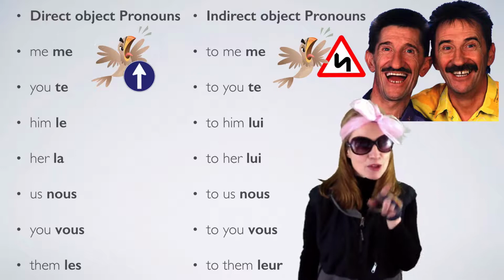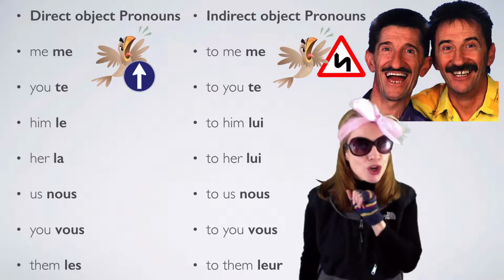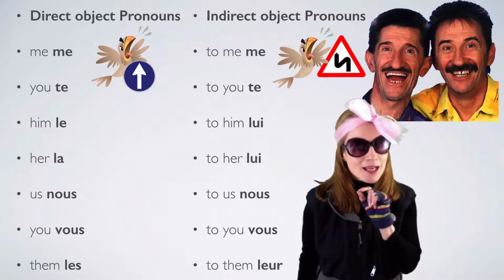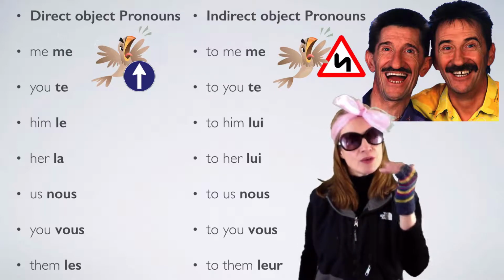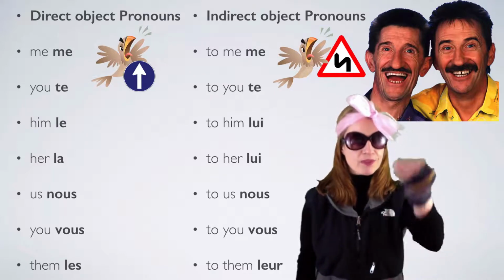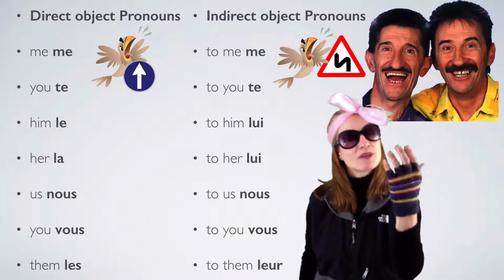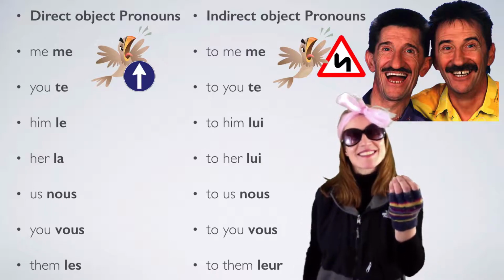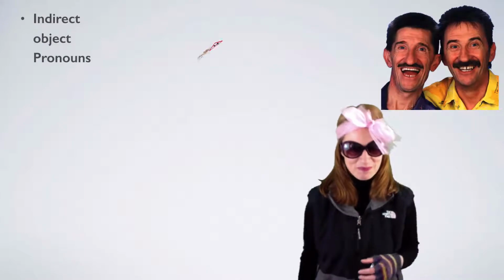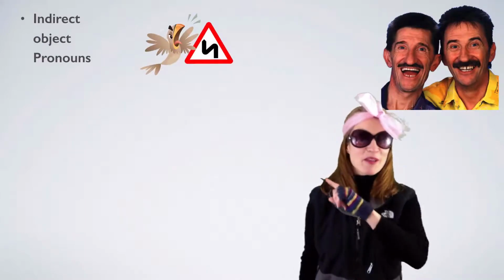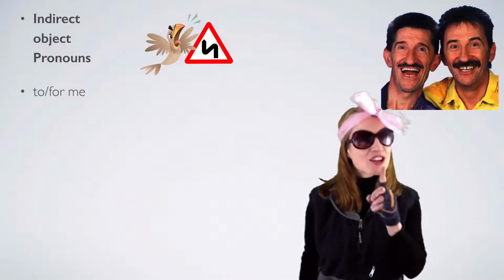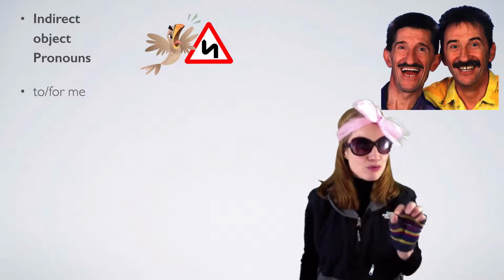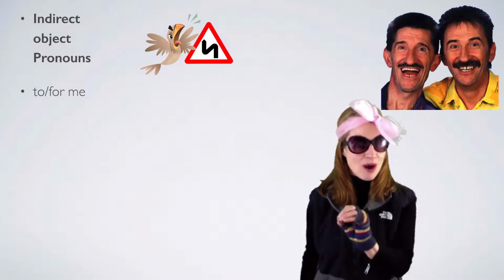Otherwise, they're the same. To me is me, to you is te. S'il te plaît, if it is pleasing to you. Lui, nous, vous, leur. Beautiful pronoun lists. Chuckle Brothers. D'accord. Tell me what they are, the Chuckle Brothers' indirect object pronouns. To me and also for me. Pour moi can replace pour moi, often does.